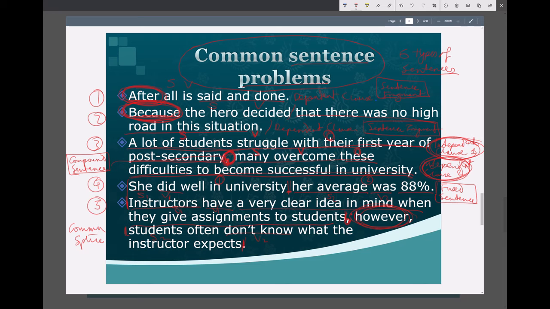Alright, so here are the 5 sentences, and we've just figured out what problems they have. And looking at these problems, you can also see how to fix them. So let's go to the next slide and look at the rules.